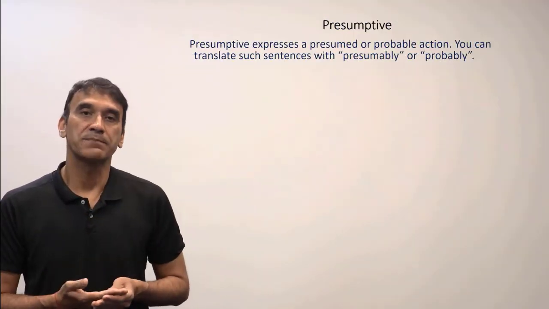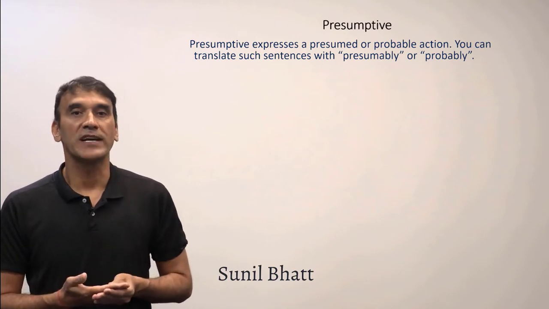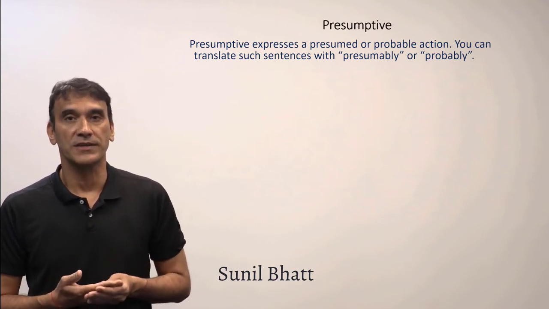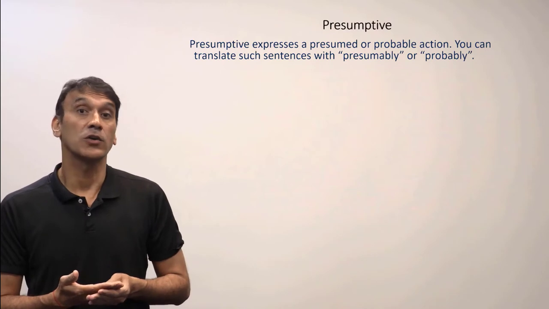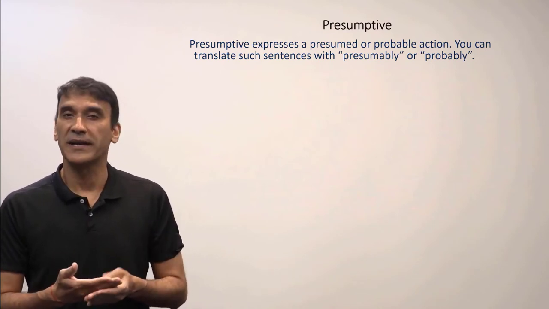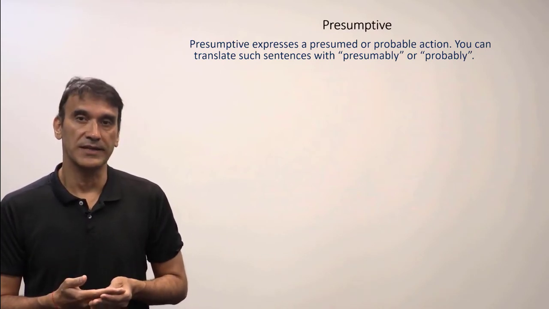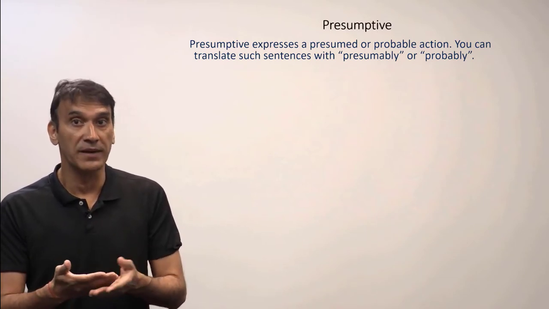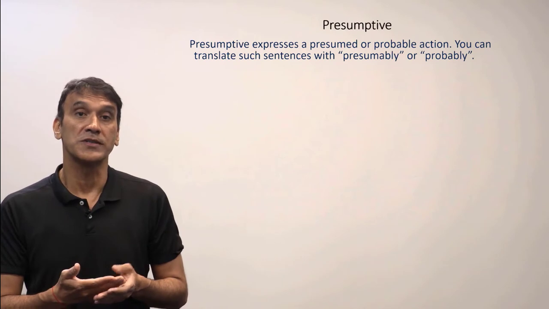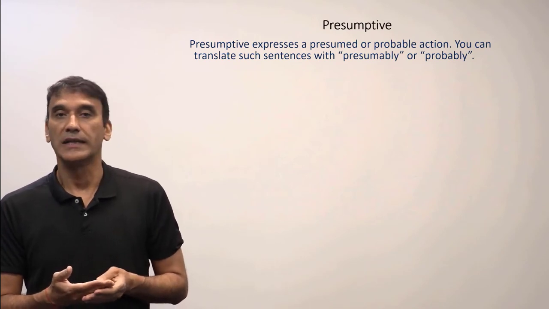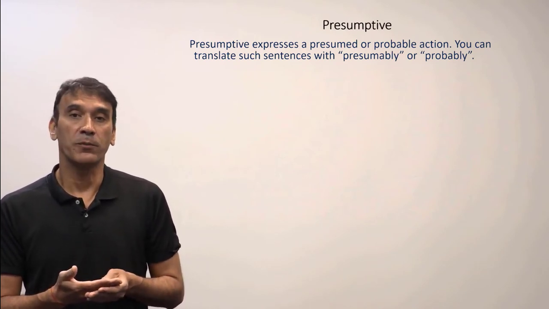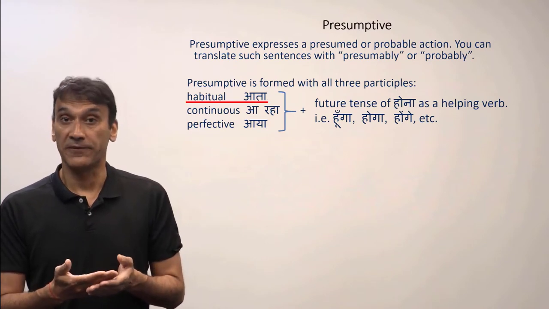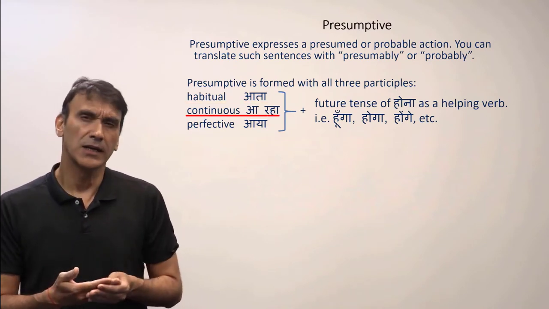Our next grammar point is presumptive mood. The presumptive mood expresses a presumed or a probable action. It's an action when the speaker does not know whether the action has happened or not, but he presumes that the action has taken place. You can translate such sentences into English with the adverbs presumably, probably, or you can also use maybe.